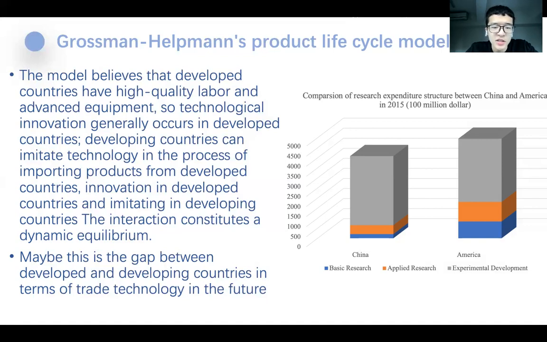The effective imitation of developing countries can break the monopoly of developed countries and occupy part of the market share with cost advantage until the next technological innovation of developed countries begins. Such a continuous cycle forms a product cycle. Innovation leads to imitation, imitation supports innovation, and both can move up the quality ladder. Perhaps this is the future trade technological gap between developed and developing countries.